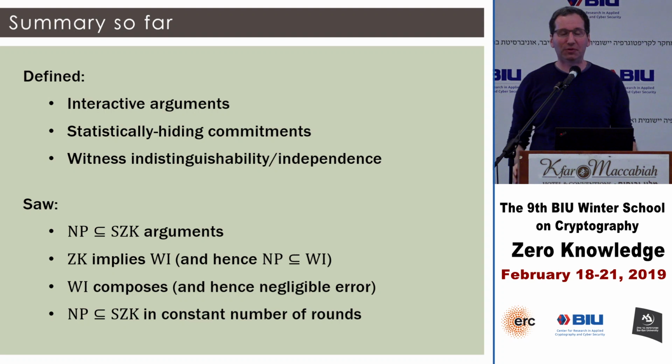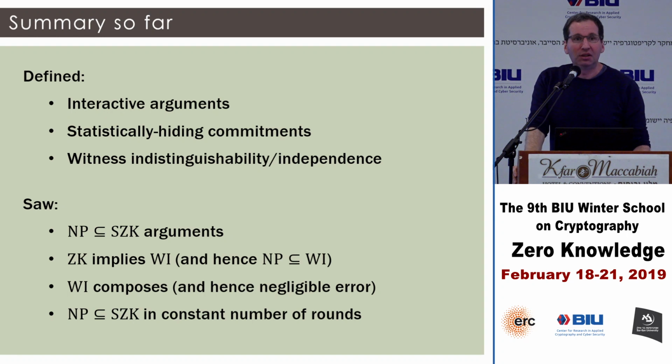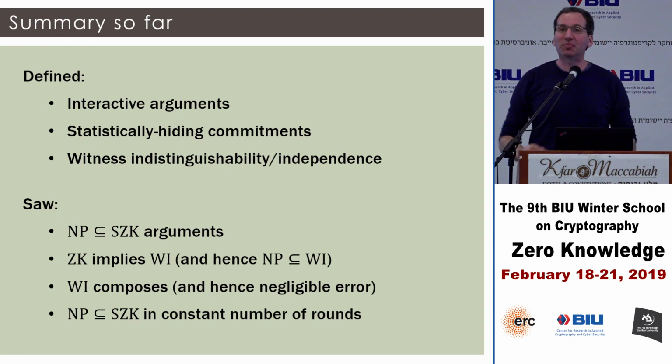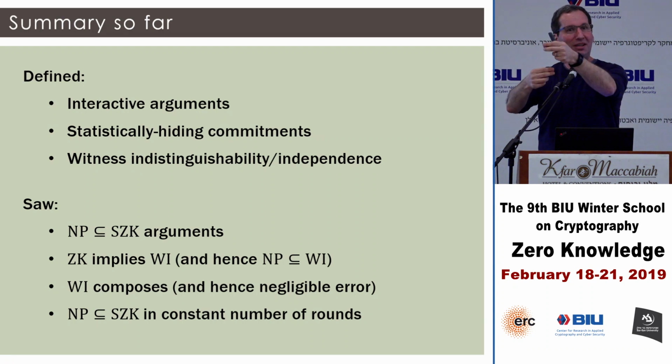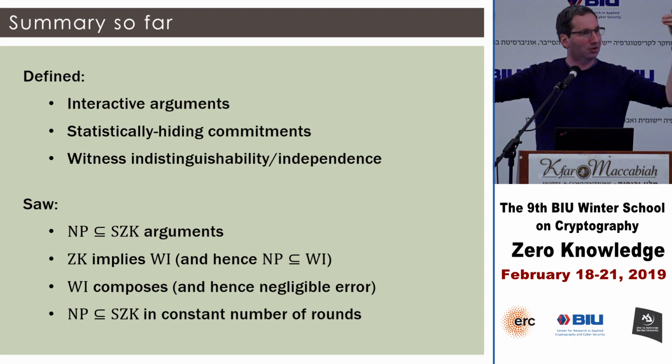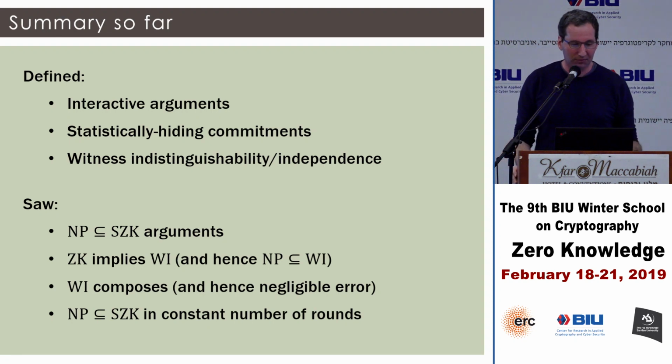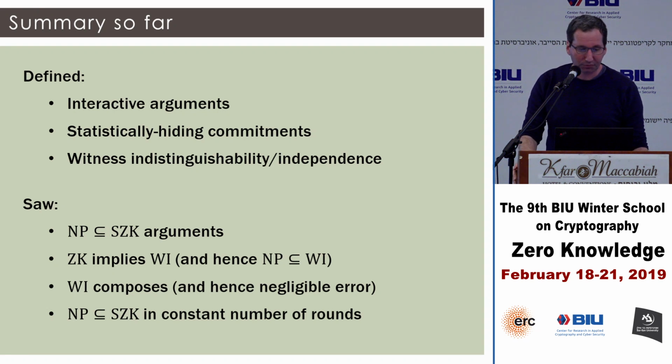Okay, so let's summarize so far before we move on to witness hiding. We defined interactive arguments. We talked about statistically hiding commitments. We talked about witness indistinguishability and independence. And we saw that every language in NP can be argued in statistical zero knowledge. We saw that zero knowledge implies WI, and hence NP is provable in WI, and that you can reduce soundness by composing in parallel of WI. So it's amazing. You start with a zero knowledge protocol, an atomic one implies WI, and now you repeat many times and you get a WI with negligible soundness, using a hybrid argument. And then we saw the Feige-Shamir protocol, the mother of all protocols.